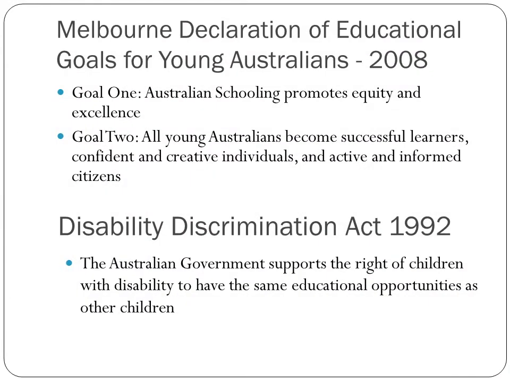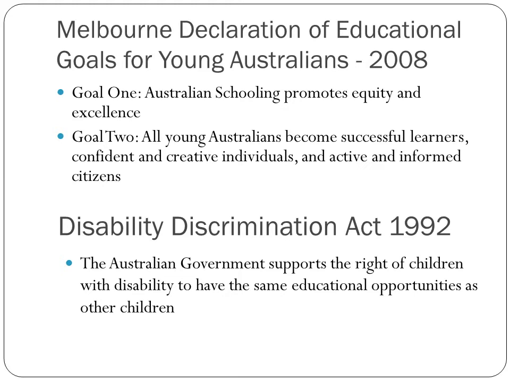This resource is created in alignment with the Melbourne Declaration of Educational Goals for Young Australians 2008. This resource promotes goals 1 and 2 through allowing every individual to succeed through their learning progression given to the teacher from each child's feedback.